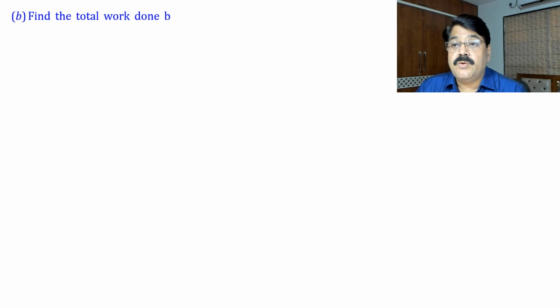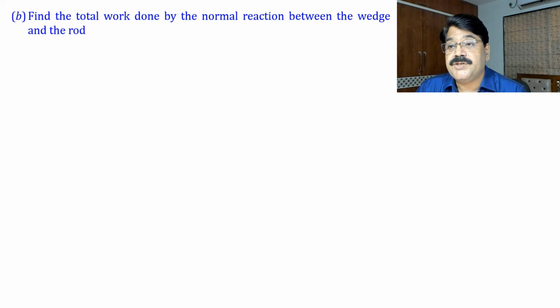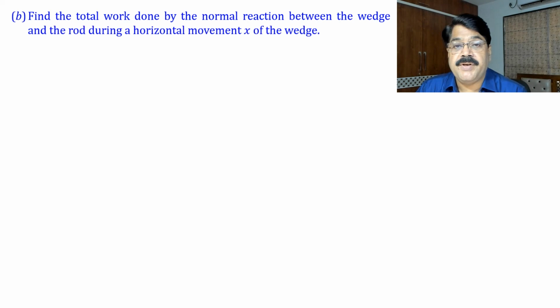Find the total work done by the normal reaction between the wedge and the rod during a horizontal movement x of the wedge. Now we know earlier that if the bodies are in direct contact and there is no friction, then the total work done by the internal force will be 0. Here there is no friction, so the only internal force between the rod and the wedge is the normal reaction, so its total work done must be 0. But let us demonstrate it. So how do we do it here?